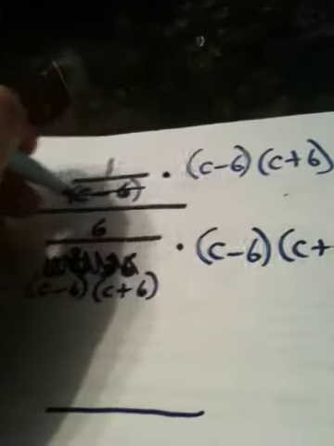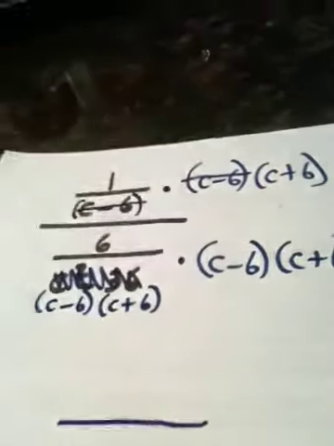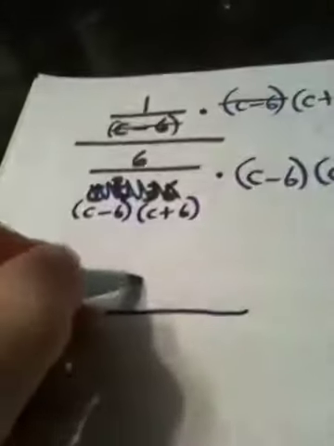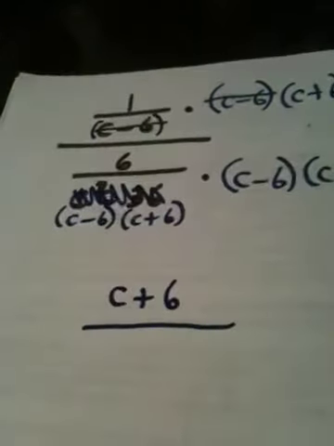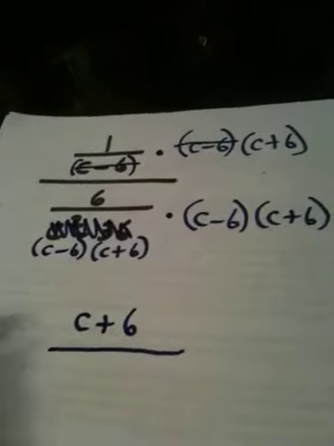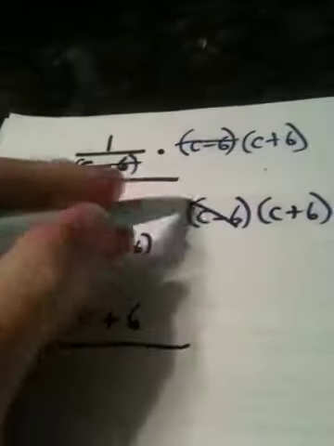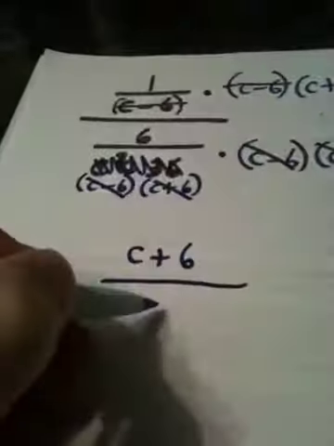In the numerator, the c minus 6's cancel, leaving me with c plus 6. And in the denominator, the algebraic parts cancel out, just leaving me with a 6. And that is my final answer.